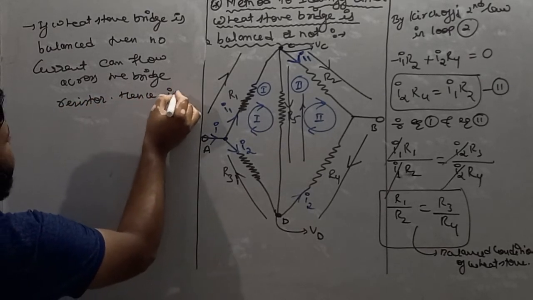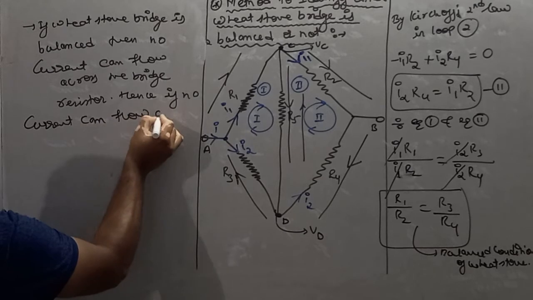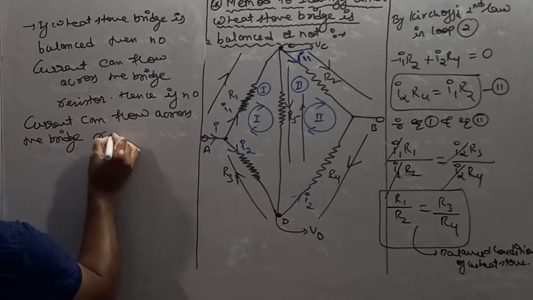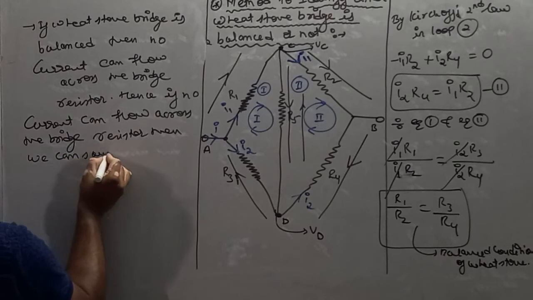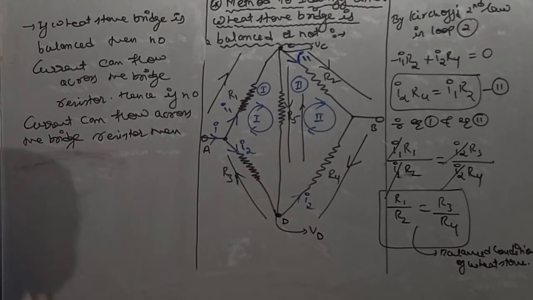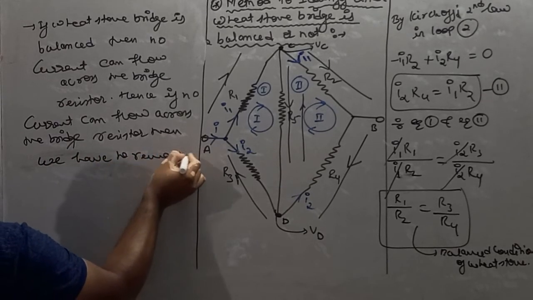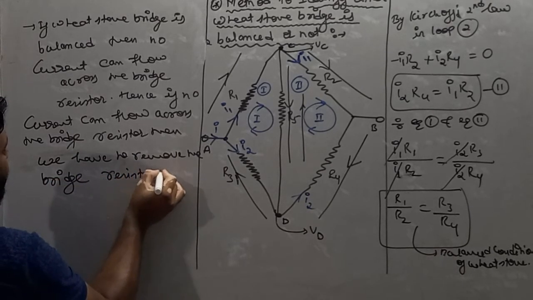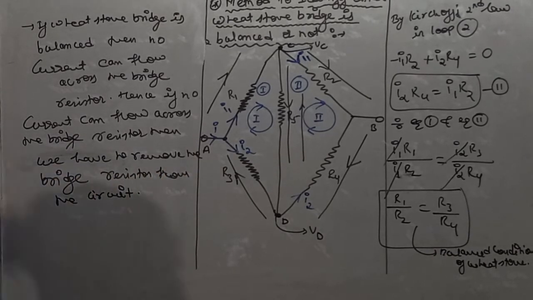Hence, if no current can flow across the bridge resistor, then we have to remove the bridge resistor from the circuit.